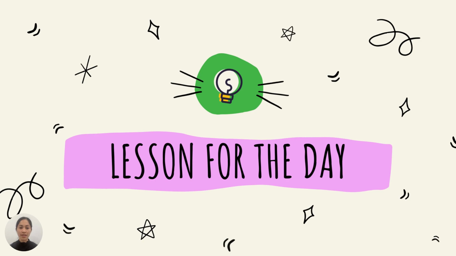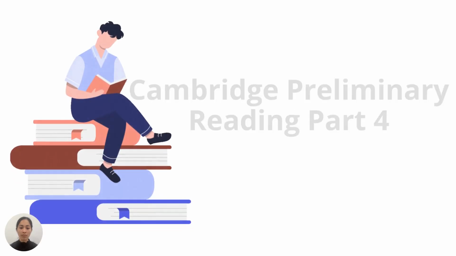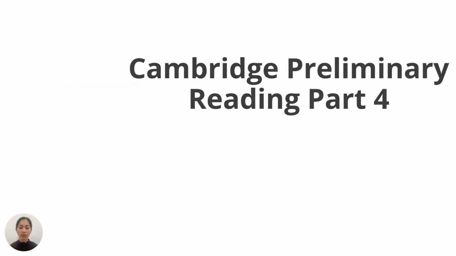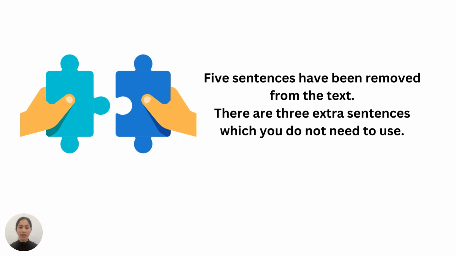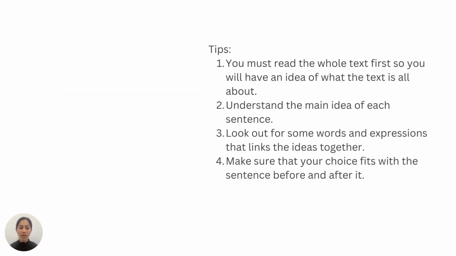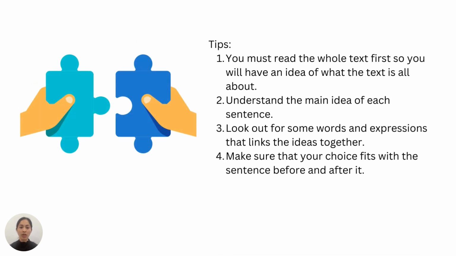For today's lesson, we will be talking about Cambridge Preliminary Reading Part 4. Five sentences have been removed from the text. There are 3 extra sentences which you do not need to use. It's a little bit difficult to do this task. However, these are the few tips which you can use to overcome the difficulty.